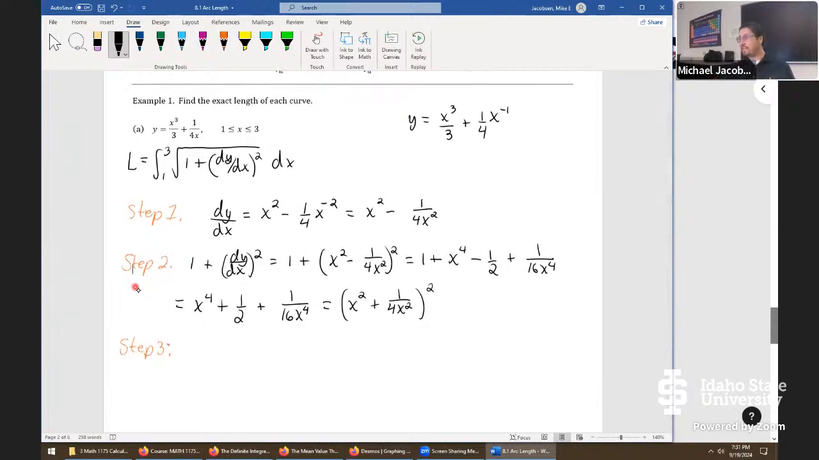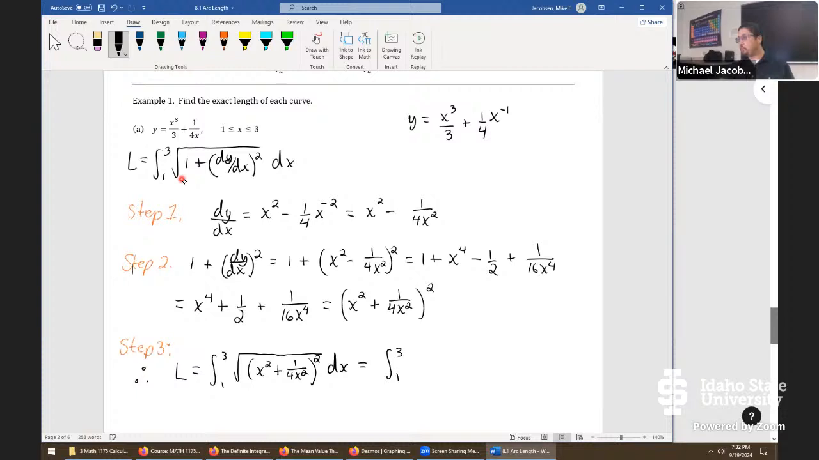We have that the length is finally equal to, let's put a little therefore, just to say, by all of this algebra, we can now therefore say the length is the definite integral from 1 to 3 of this square root, but 1 plus dy dx squared we found to be x squared plus 1/4x squared dx. So that's what this turns into. Oh, and I forgot my power 2. There it is. So now it simplifies in a major way.